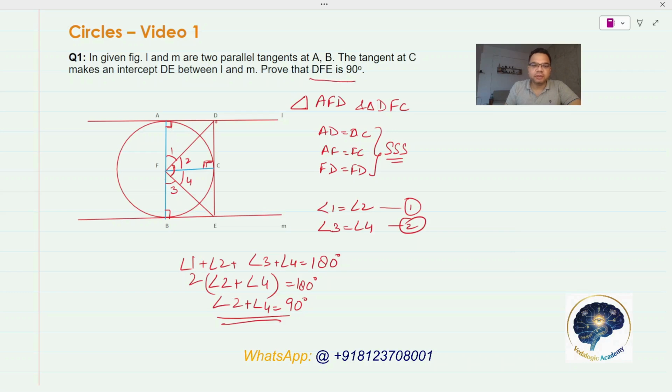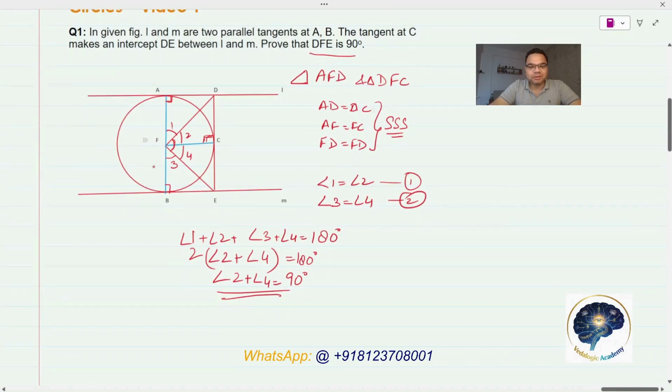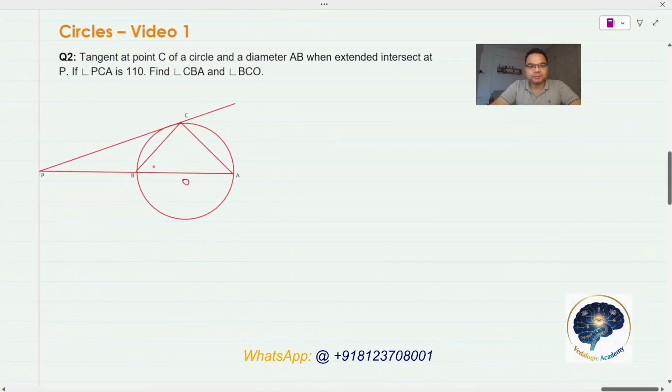DFE is 90. So that's what we had to prove here. Hope you understood. It's so easy, right? Okay, so this first question is done. I'll go to the second question now.